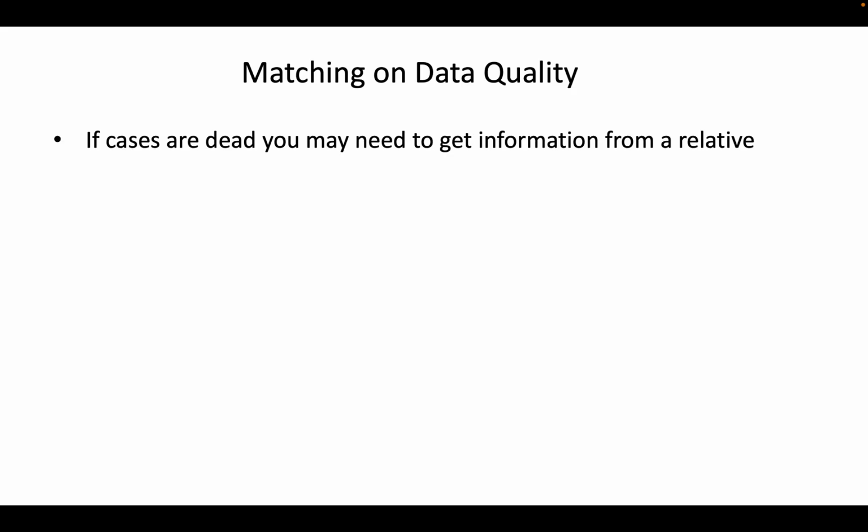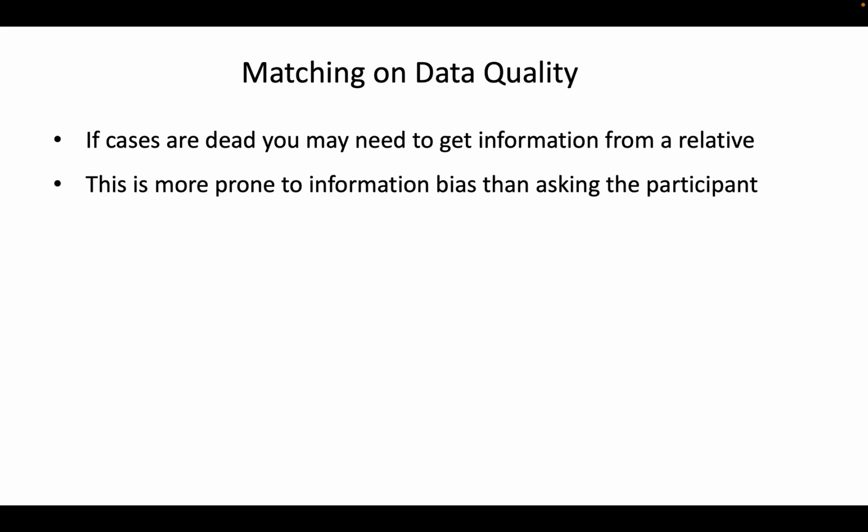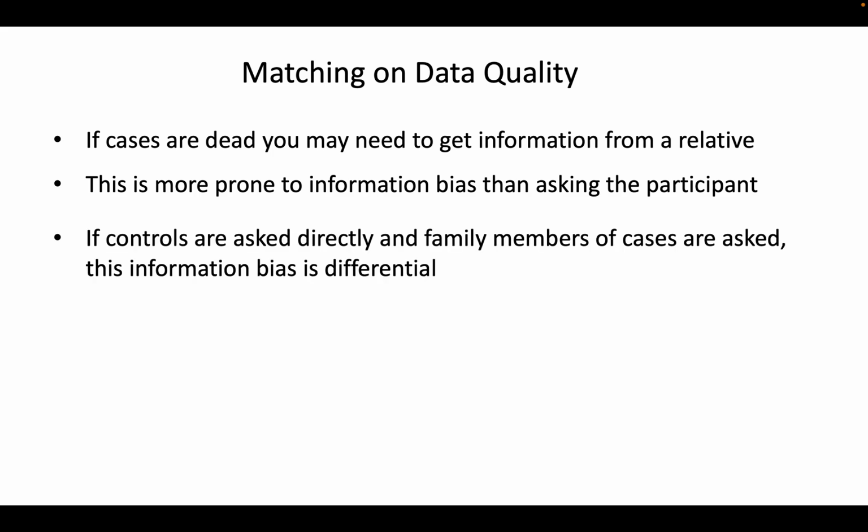Okay, so matching on data quality is an interesting one that's kind of up for debate. People have different opinions on this. So if your cases are dead and you need to get information from them, you usually use a proxy and you talk to their relative and get information from a loved one on that person who's dead. This is more likely to have information bias. It's more likely to be incorrect information than if you ask the participant themselves. And if controls are asked directly and family members are asked for cases, that's basically differential information bias in the sense that the rate of error is higher in cases than controls.